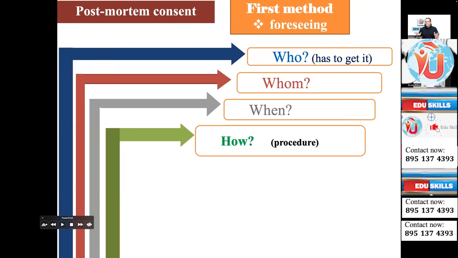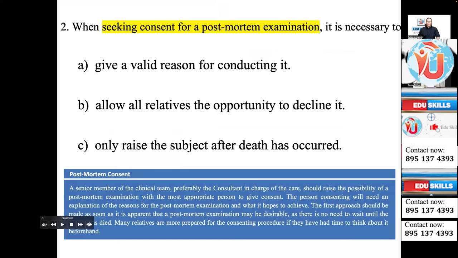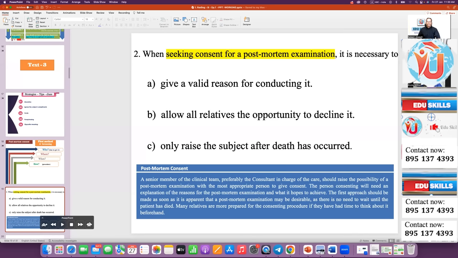So this is the first step, the first method. Remember the first method, which stands for foreseeing. I stands for interpreting or inquiring, R stands for reading, S stands for speaking out, and T stands for teleprinting, writing. Okay, when seeking consent for a postmortem examination, it is necessary to give a valid reason for conducting it. That is a key phrase here in the first sentence, the first option.